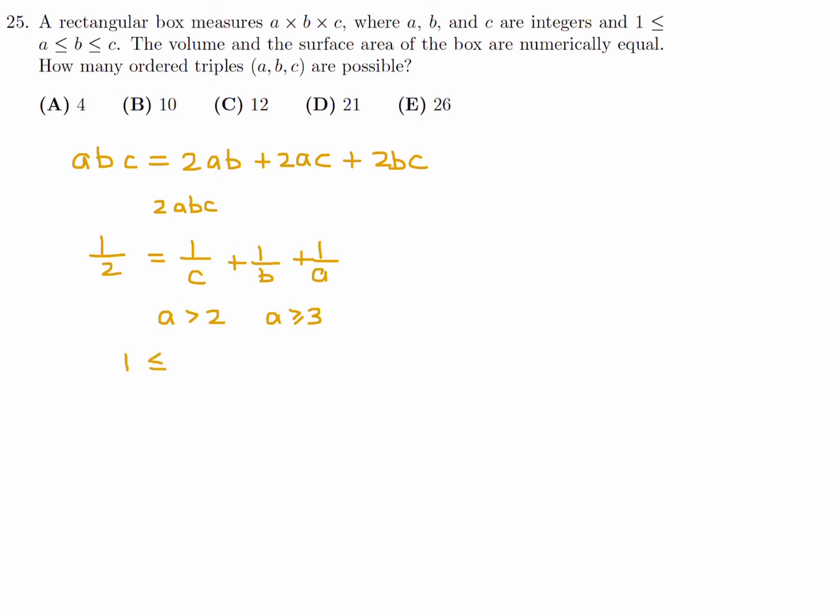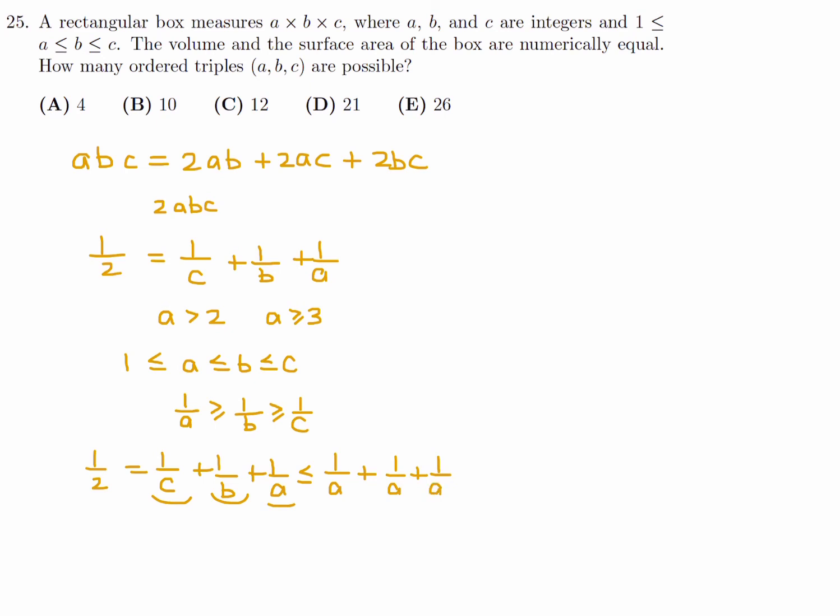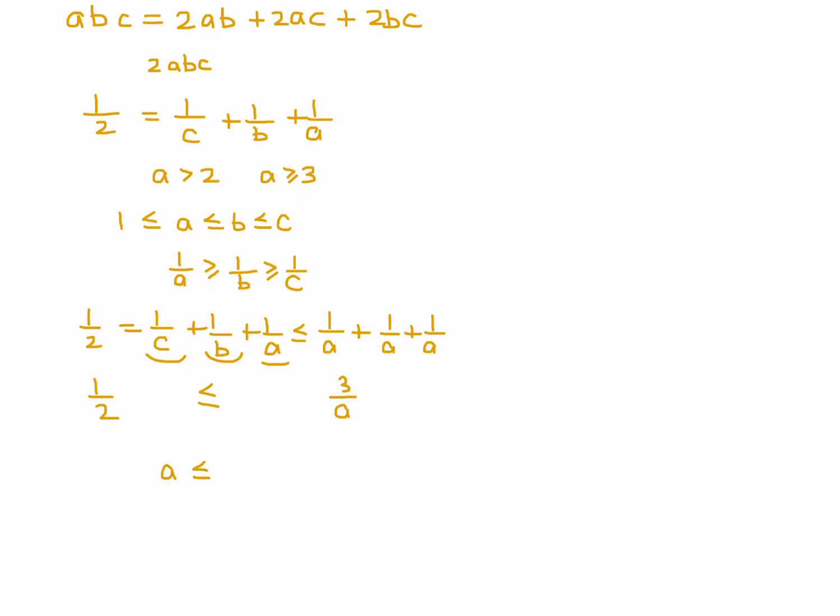And that basically means that A has to be greater than or equal to 3. Now, from that inequality, 1 is less than or equal to A, less than or equal to B, less than or equal to C, if we flip it, we get that 1 over A is greater than or equal to 1 over B is greater than or equal to 1 over C. So 1/2, which is equal to 1 over C plus 1 over B plus 1 over A, can be written with each term less than or equal to 1 over A, which is the equivalent of 3 over A. So 1/2 is less than or equal to 3 over A. If you cross multiply, you get A is less than or equal to 6.